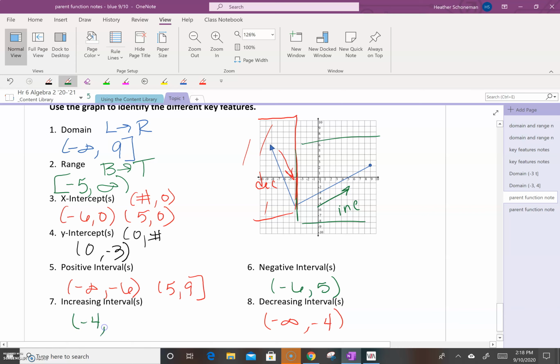So it starts where the other one leaves off at negative 4, but it stops. It stops increasing at 9. That's a parenthesis, though, because at 9, it's neither going up or down. 9 just indicates it's the end of your range.